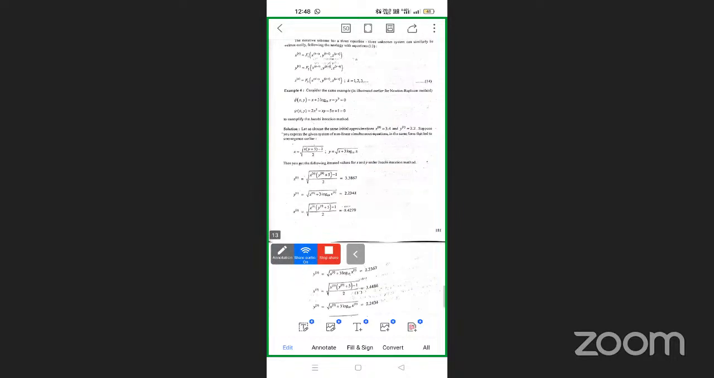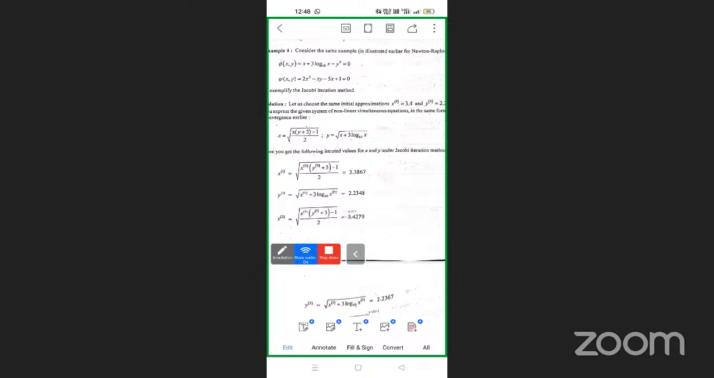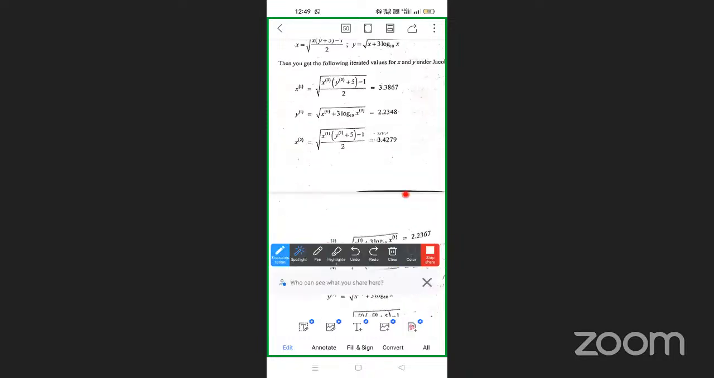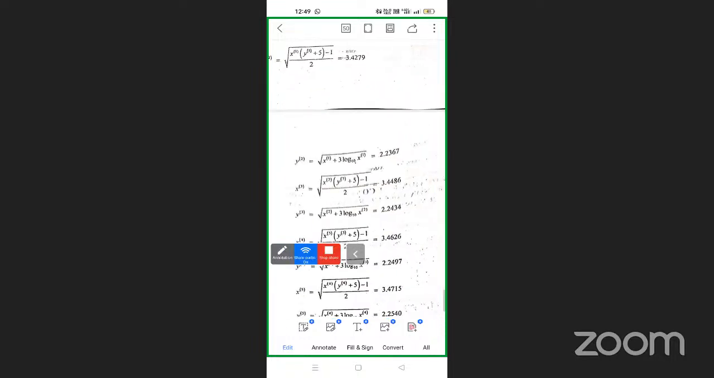So first iteration of x. Substitute x is equal to x naught, y is equal to y naught. So that is x1 is equal to root of x naught into y naught plus 1 minus 1 by 2. So this is x1 in first iteration. So y1, substitute x is equal to x naught, here root of x naught plus 3 log x naught. So this is y1. So next, second iteration. In the second iteration, we are using first iteration values. x2 is equal to root of x1 into y1 plus 5 minus 1 by 2. So this is x2. So next, y2 in second iteration: root of x1 plus 3 log x1 is equal to 2.263.